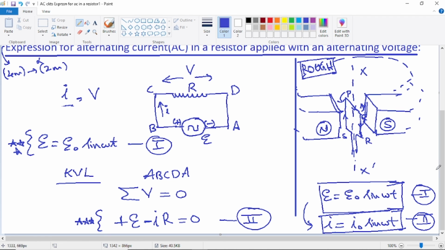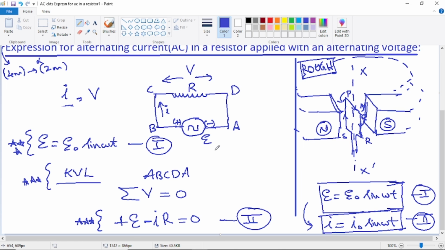This is the greatness of Kirchhoff's voltage law. It can be applied as it is even for an alternating current circuit. The same equation is applicable at each and every instant for an alternating current source applied across a resistor. That is the power of Kirchhoff's voltage law, a very powerful law. Based on this equation, in the next step we'll get the result almost immediately.